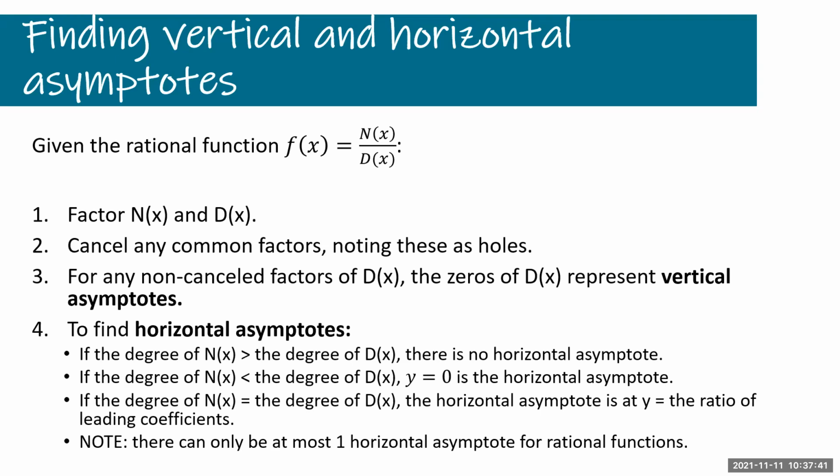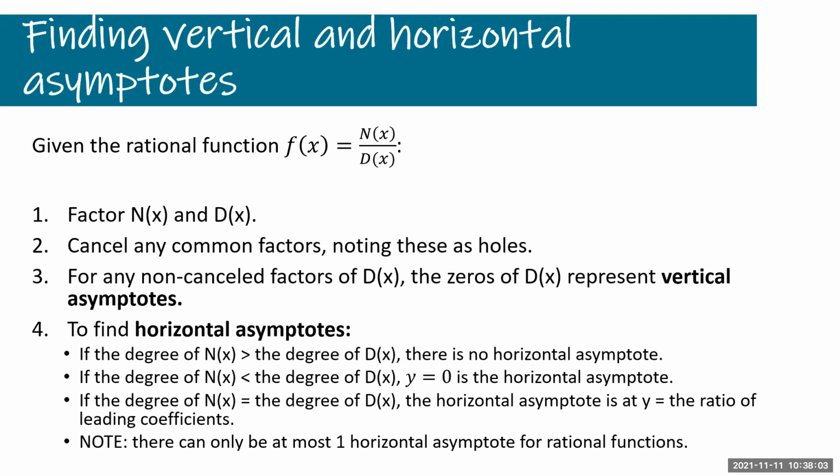You need to look at the degree of the top and the degree of the bottom. So if the degree of the numerator is larger than the degree of the denominator, there's no horizontal asymptote. If the degree of the numerator is less than the degree of the denominator, then y equals 0 is your horizontal asymptote.